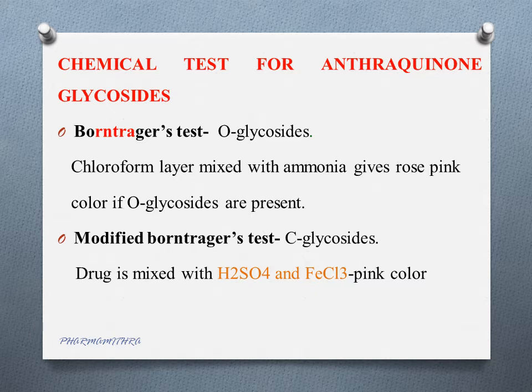Second is the modified Bontrager's test, as we already discussed. It is done to detect whether C-glycoside is present. The procedure is the same, but the difference is that the drug is mixed with sulfuric acid and ferric chloride, and the remaining procedures are the same. The final color change is the same pink color. In addition to sulfuric acid, here we use ferric chloride, which helps us detect the presence of C-glycoside.